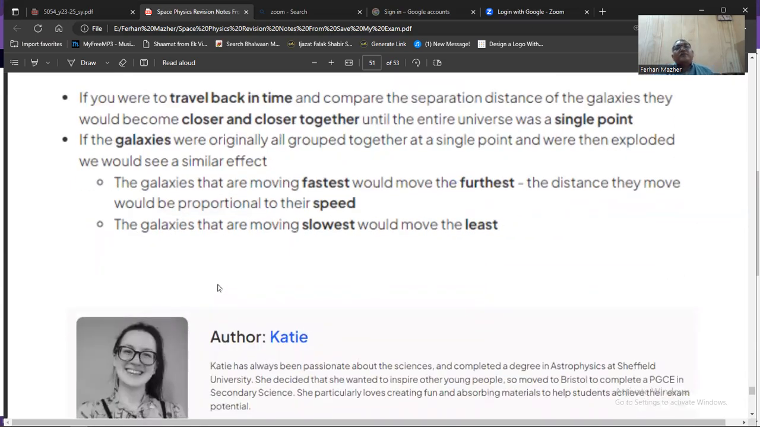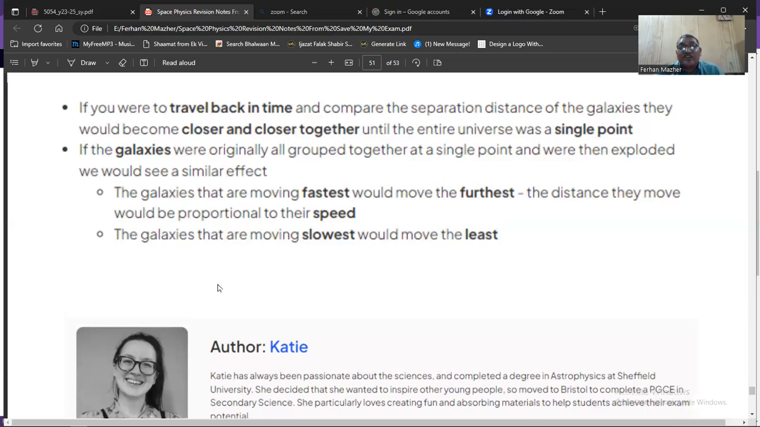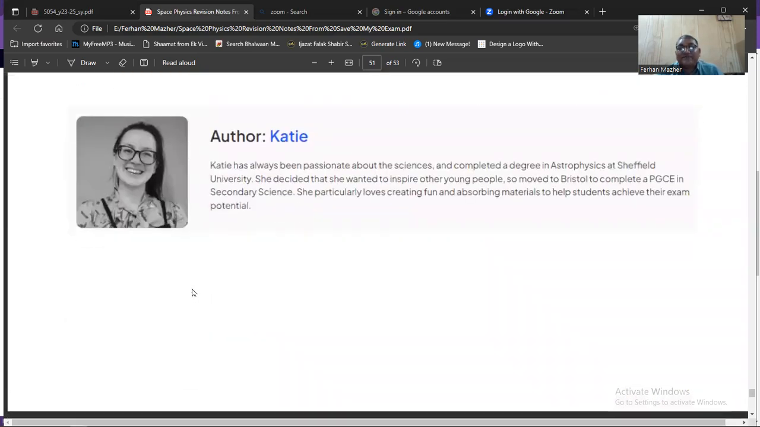If you were to travel back in time and compare the separation distance of the galaxies, they would become closer and closer together until the entire universe was a single point. If the galaxies were originally all grouped together at a single point and were then exploded, we would see a similar effect. The galaxies that are moving fastest would move the furthest. The distance they move would be proportional to their speed. The galaxies that are moving slowest would move the least. This literature is written by Katie.